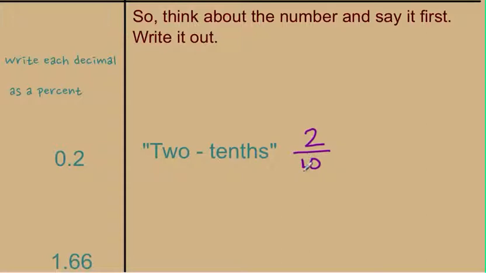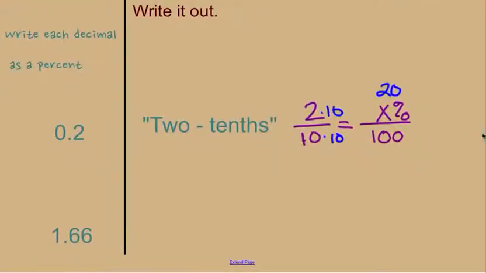How would I write that then? 2/10. Remember what we did in section 1? To make it a percent, we want it to be part of 100. So what is x? What percent over 100 is 2/10? This one's a nice problem because I can see that 10 goes into 100 by multiplying by 10. 2 times 10 is 20, so I know that this would be 20%. So 0.2 is the same as 20%.